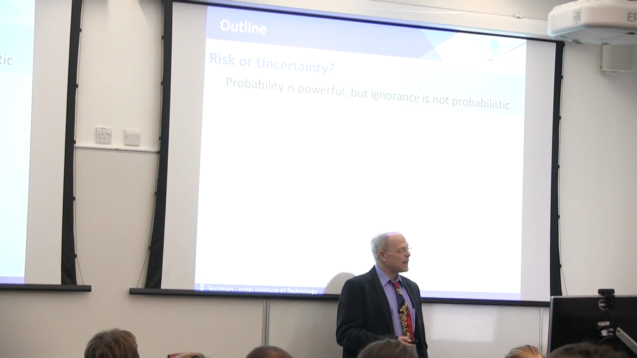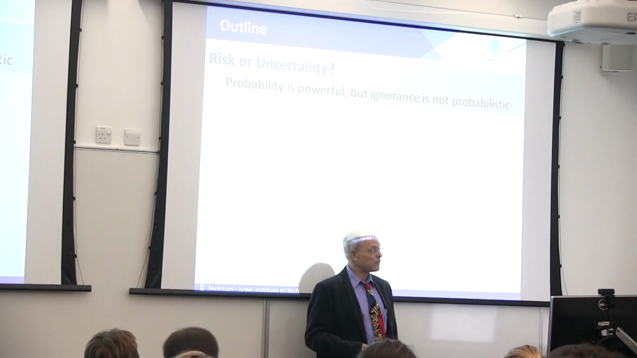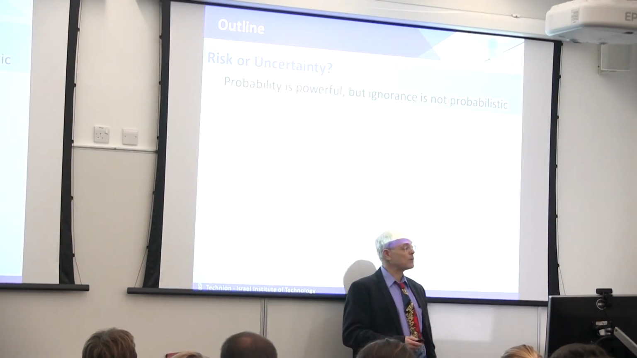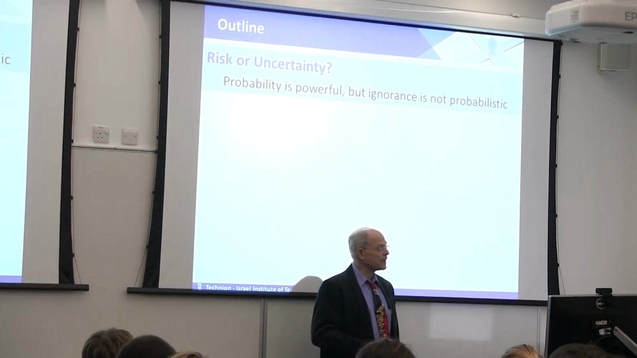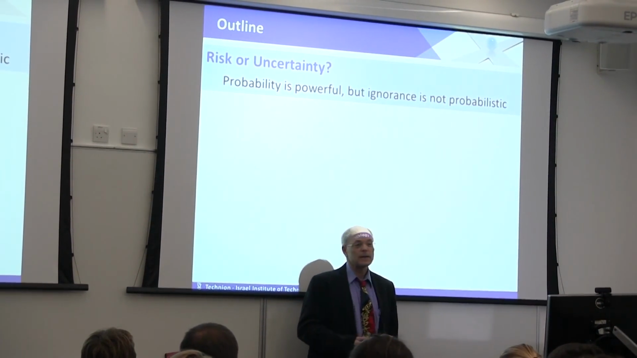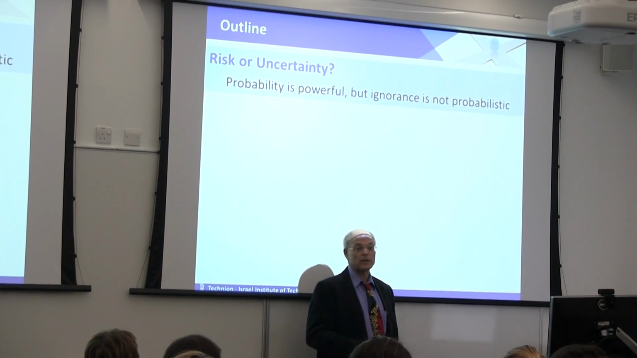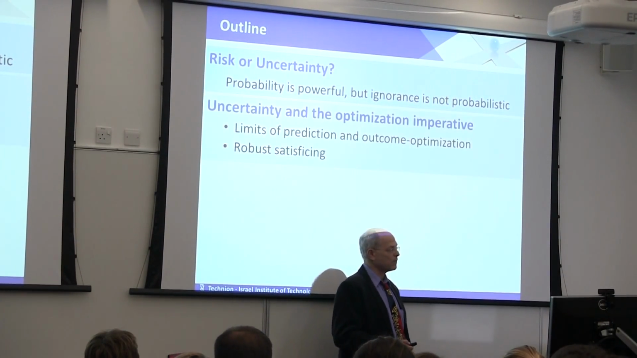So let me tell you a little bit about infogap theory and its applications possibly to environmental policy. I'm going to be talking about risk and uncertainty and the distinction between them. I will not slander probability. On the contrary, I'm a great admirer of probability. But not all ignorance is probabilistic. That will be a point I will stress.